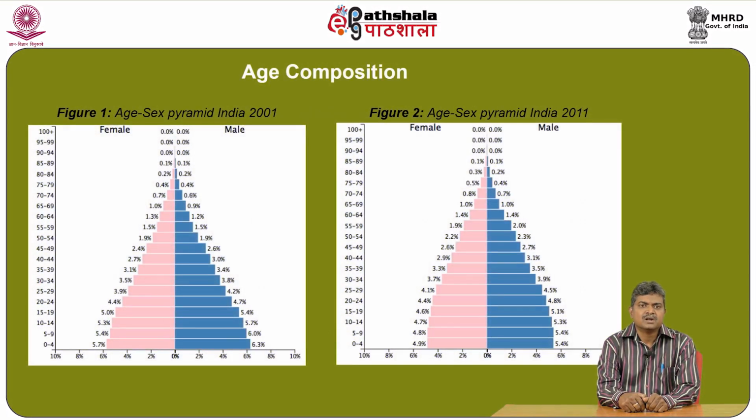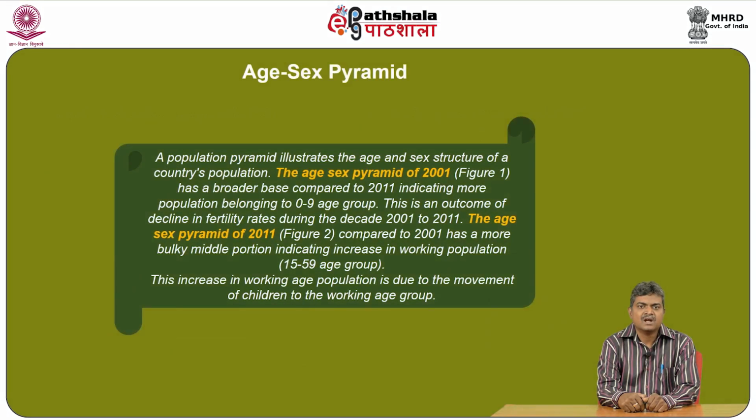Age-sex pyramid. A population pyramid illustrates the age and sex structure of a country's population. The age-sex pyramid of 2001, that first figure, has a broader base compared to 2011, indicating more population belong to 0 to 9 age group. This is on account of decline in fertility rates during the decade 2001 to 2011.